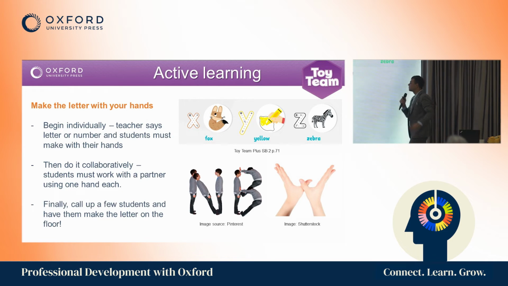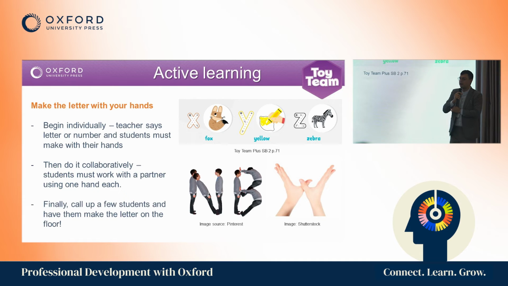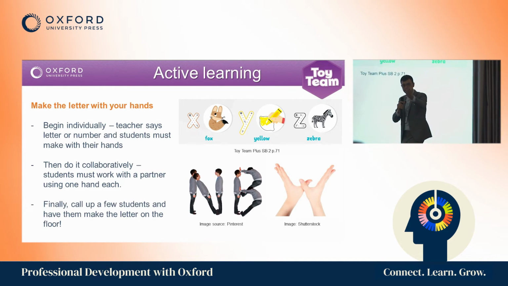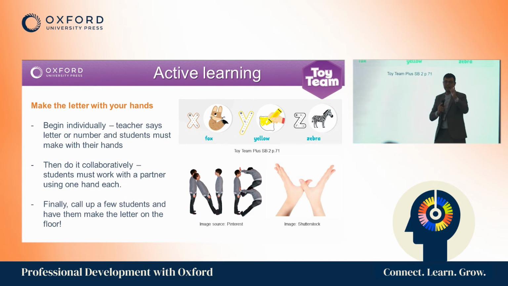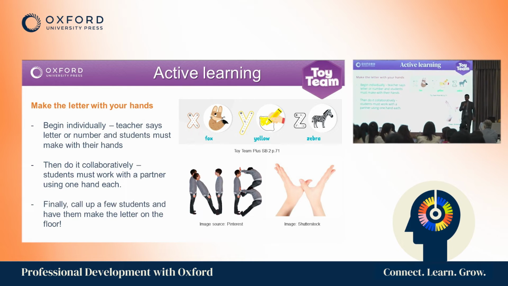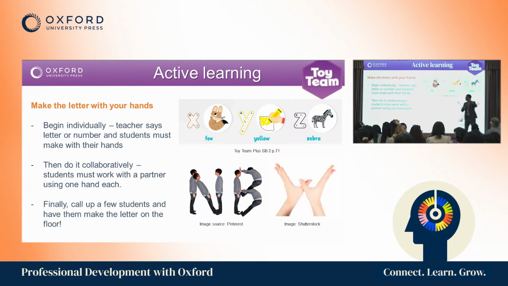Okay. Right. You can also say it with a sentence. So, the yellow cat. What is the letter? It's Y. There we go. Make it with your finger. That's the first step. Then, students must work with a partner. So, I'd like you all to choose a partner. It has to be someone sat next to you. You must make the letter with one hand each. Okay? So, I will say the sentence. You listen to the word and make the letter with your hand.